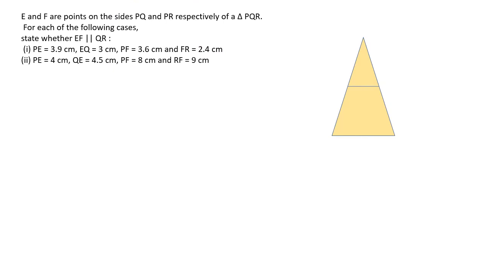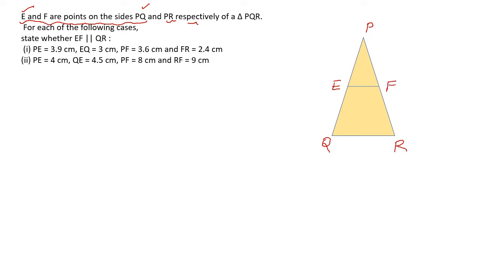E and F are points on sides PQ and PR respectively of triangle PQR. So we have to make a triangle PQR. Now what is given? E and F are points on the sides PQ and PR respectively. Respectively means each one for the same. So E for PQ. PQ side it is E. And F for PR. So this point is F.